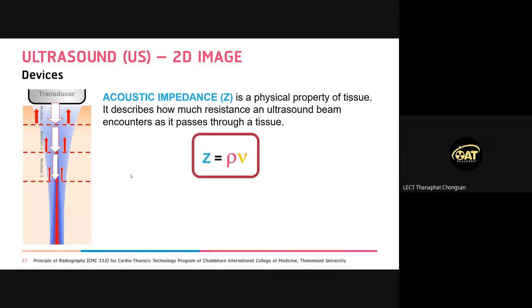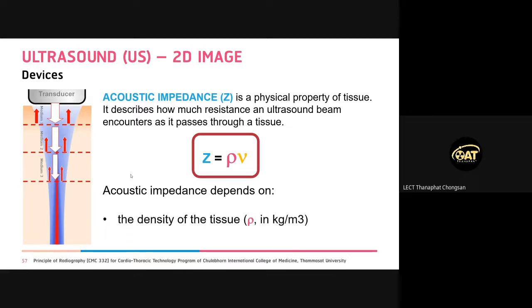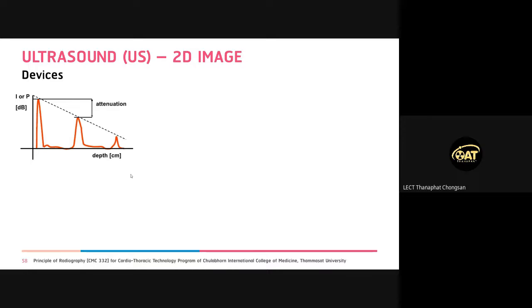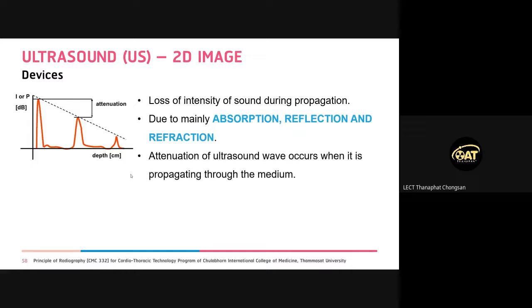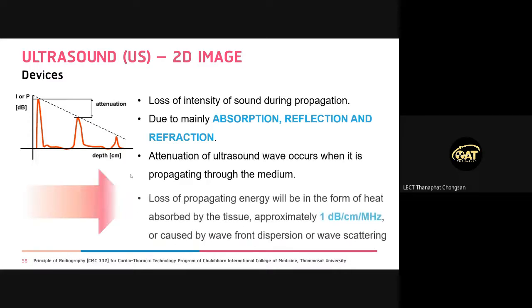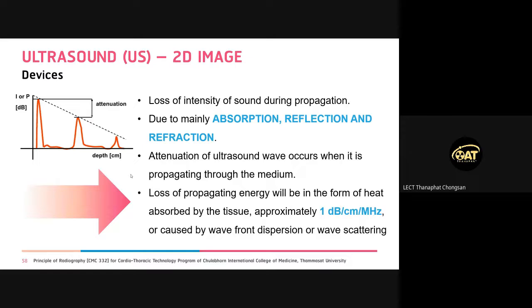Acoustic impedance is one of the parameters used for forecasting sound resistance that can help us in the diagnosis. In general, the ultrasound beam will be absorbed by tissue and decrease its intensity by around 1 decibel per centimeter per megahertz. Okay, and we studied this in the previous week.